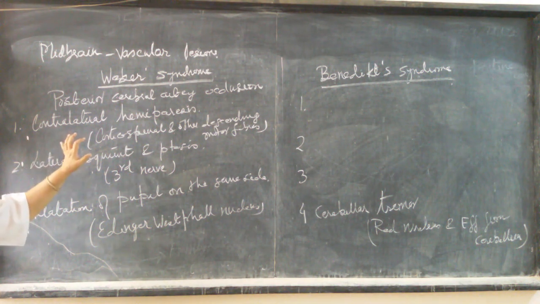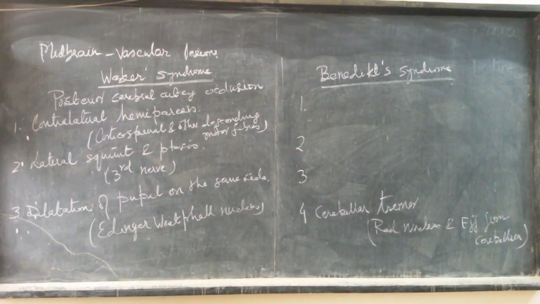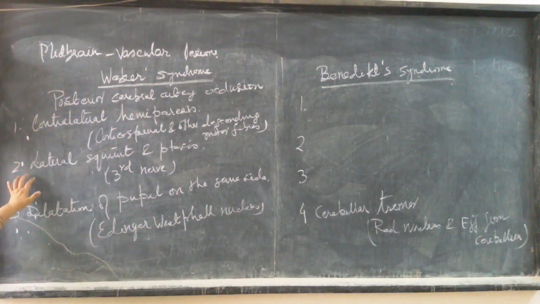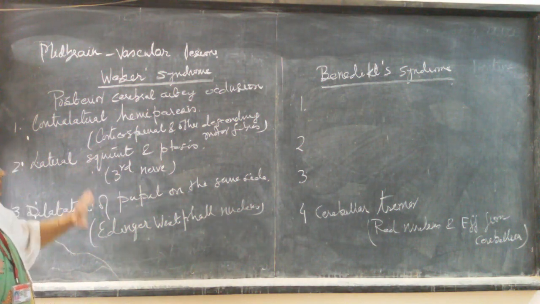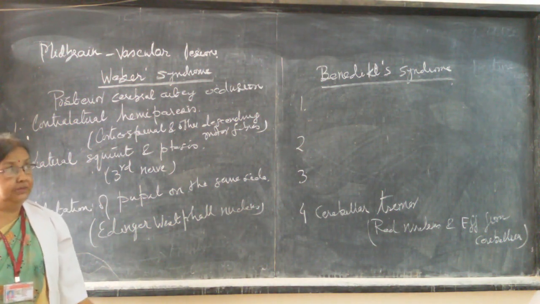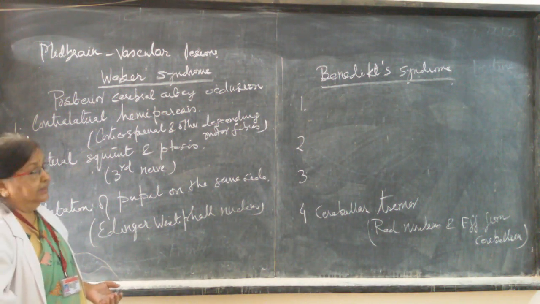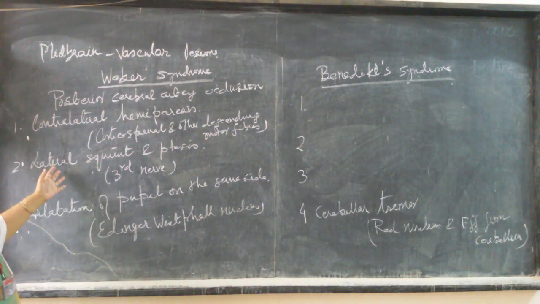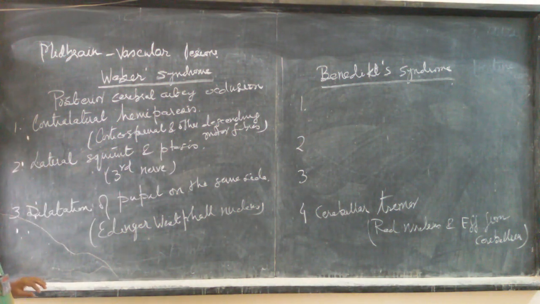contralateral hemiparesis. This is due to the involvement of the corticospinal tract and other descending motor fibers. Then there is lateral squint and ptosis, and this is due to involvement of the third nerve. The third nerve supplies all the extraocular muscles of the eyeball except superior oblique and lateral rectus. And since it is involved, this will lead to lateral squint and ptosis. Ptosis is drooping of the eyelid.